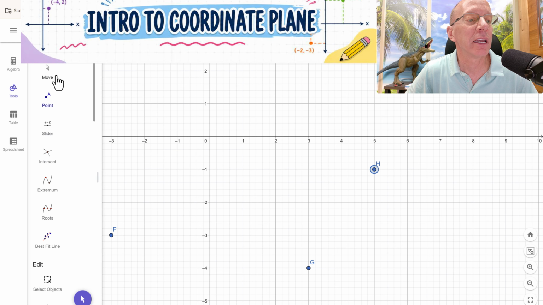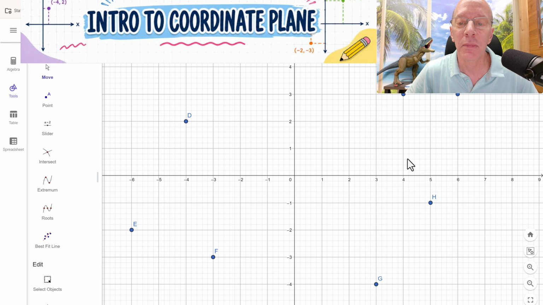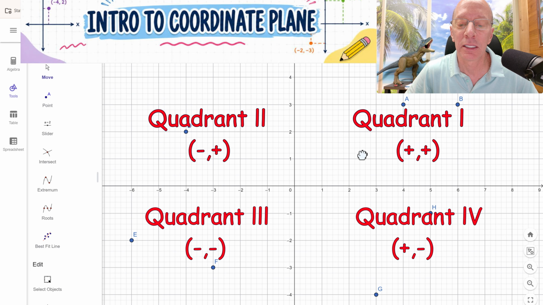All right, I'm going to zoom out here just to show you what we did. Here is our quadrant 1, which is positive x, positive y. This is quadrant 2, and our x is negative and our y is positive. Here is quadrant 3, and everything is negative. The x is negative and the y is negative. And then here's our quadrant 4, which is the x is positive and the y is negative.